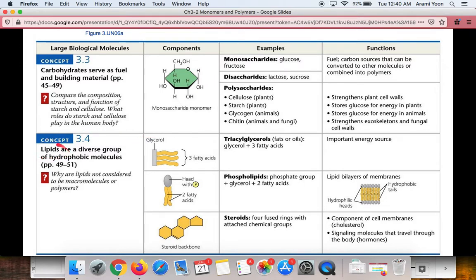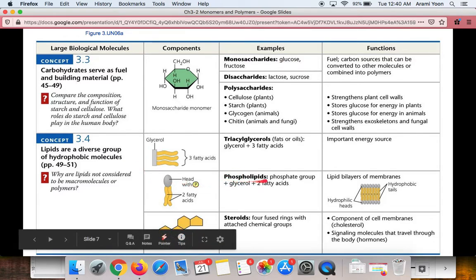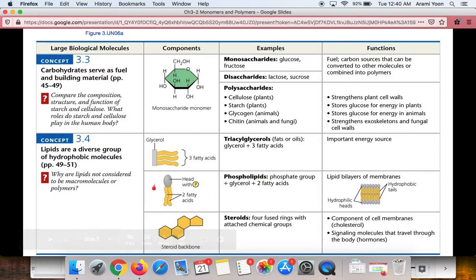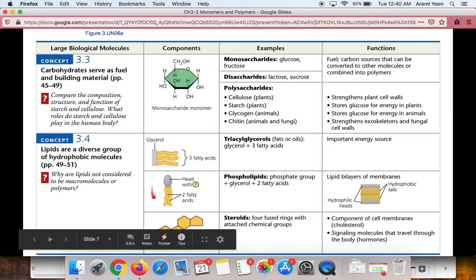The next class are lipids. So lipids are all hydrophobic, meaning they hate water. And the components: fats are made of triglycerides, also called triacylglycerols. Here's a simple model for that. Another type of lipids are phospholipids, which make up cell membranes, and here you can see a simple model of a phospholipid.